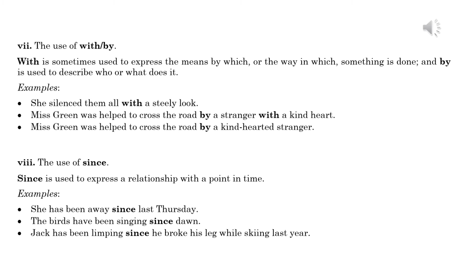7. The use of with or by. With is sometimes used to express the means by which or the way in which something is done, and by is used to describe who or what does it. Examples: she silenced them all with a steely look. Miss Green was helped to cross the road by a stranger with a kind heart. Miss Green was helped to cross the road by a kind-hearted stranger.